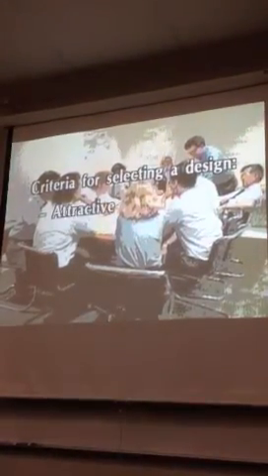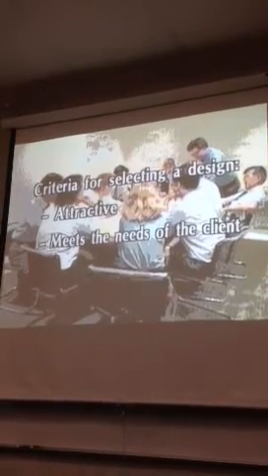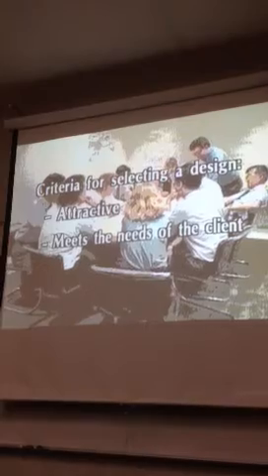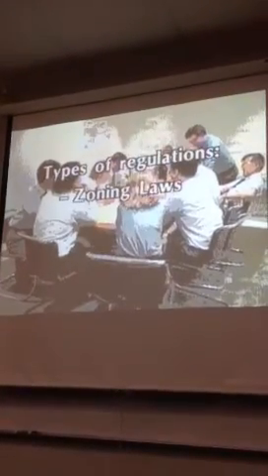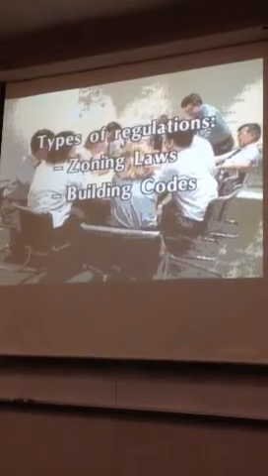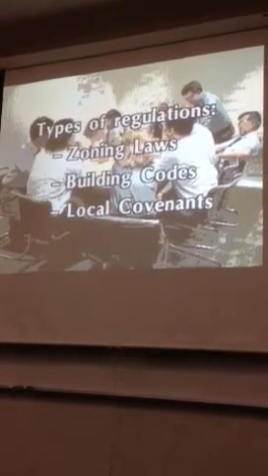How do they know which one to pick? Well, along with selecting a layout that looks attractive and meets the needs of the client, an architectural firm must make sure that the design meets a number of regulations. These include zoning laws, building codes, and local covenants. Do you know what any of these are? Yeah, zoning laws tell you what type of building you can put up, right?